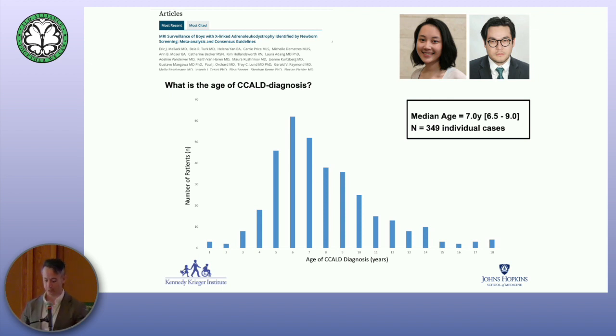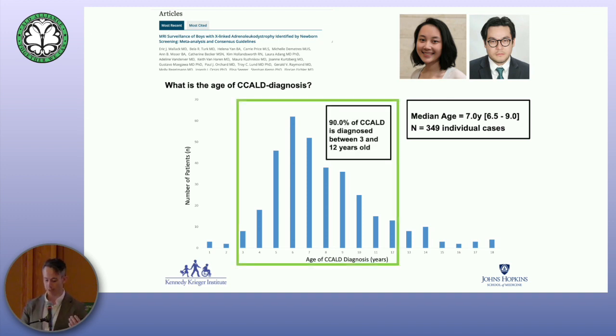So in the textbooks it's 7 to 8. This is a mixed symptomatic and asymptomatic cohort. So 90% of cases were between the ages of 3 and 12, with a median age of 7. And I want people to keep the median age of 7 top of mind, because as you can imagine, the earlier you detect disease, you'll find out that the actual diagnostic age for cerebral ALD is earlier than that.